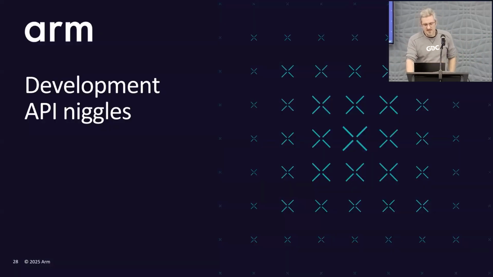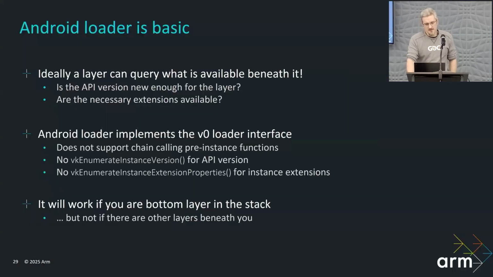Finally, just some development niggles. Android has its own loader for reasons, and it's very basic. So the loader API has a v0 API, a v1 API, a v2 API, and obviously the later versions added some useful stuff. The major missing thing for the V0 API that Android uses is that there's no support for chain calling pre-instance functions. So in Charles' previous talk, there were some functions you can call before you even have an instance.